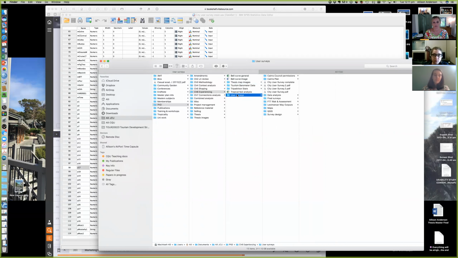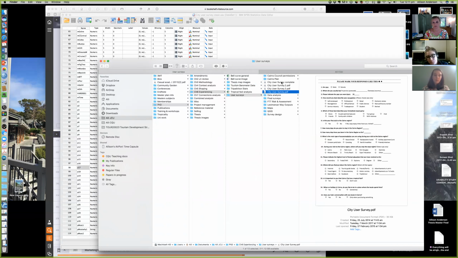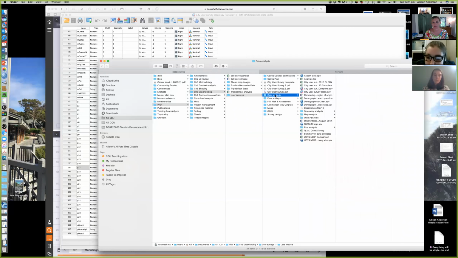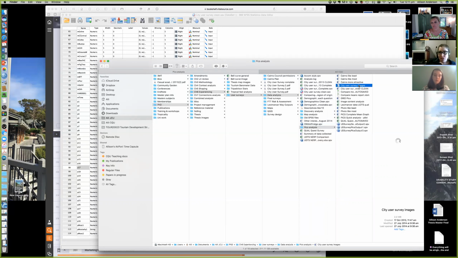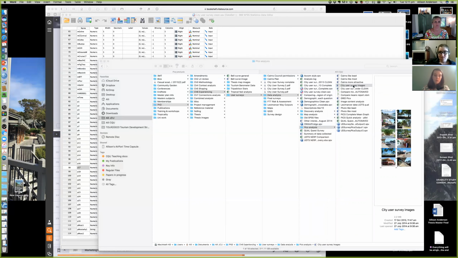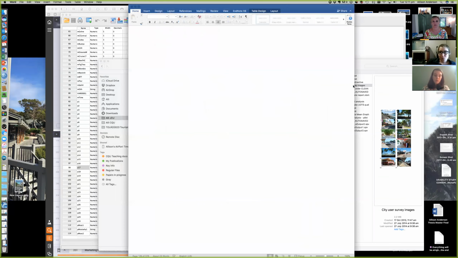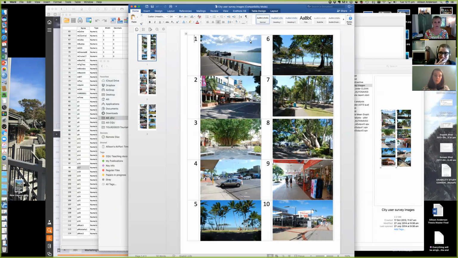All right, experiencing city user survey, PICS data analysis, PICS analysis, images. I think that's them. Yay, good Lord. Welcome to the labyrinth that is my filing system.